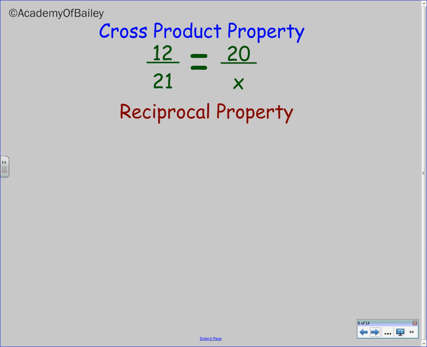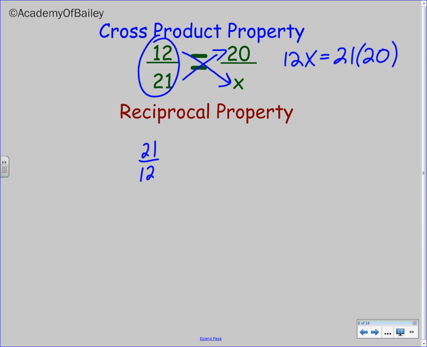Let's look at this reciprocal property. The reciprocal property says that if we cross multiply up here, that gives us 12 times x, which is equal to 21 times 20. What the reciprocal property says is, instead of 12 over 21, I want 21 over 12, the reciprocal of this. So that must be equal to x over 20, which happens to be the reciprocal of this. That's what the reciprocal property is telling us.